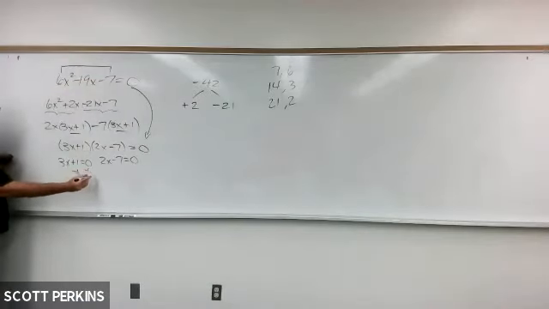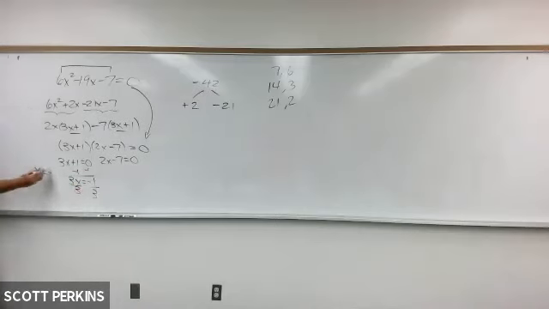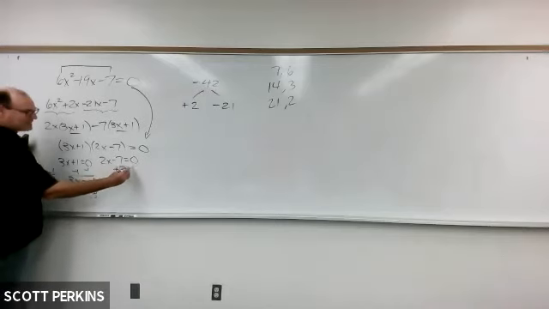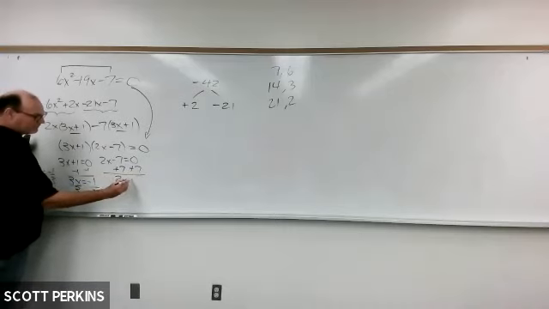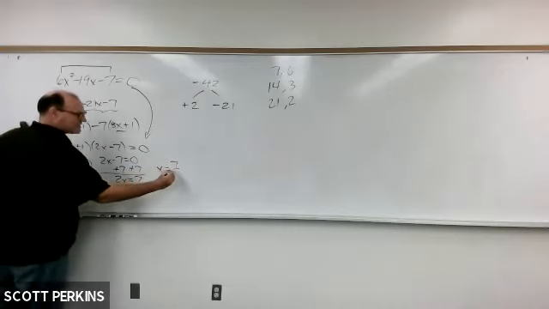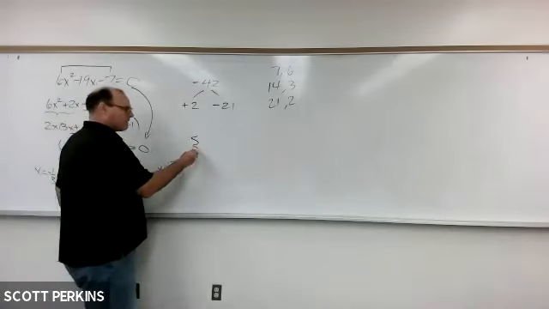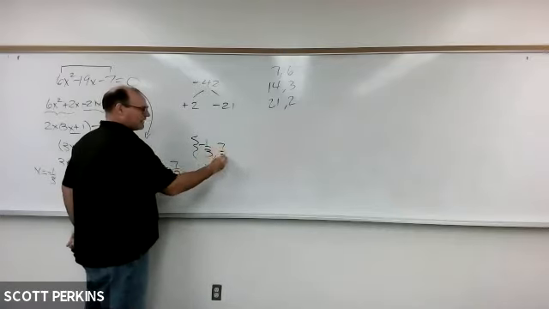Subtract 1. Divide by 3. And the first answer is x is -1/3. We're just barely on the screen. And then we'll add 7 here. Divide by 2. And we get that the second answer is 7/2. So there's my 2 answers, -1/3 and 7/2.